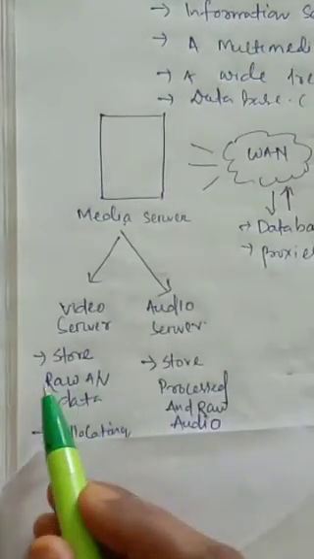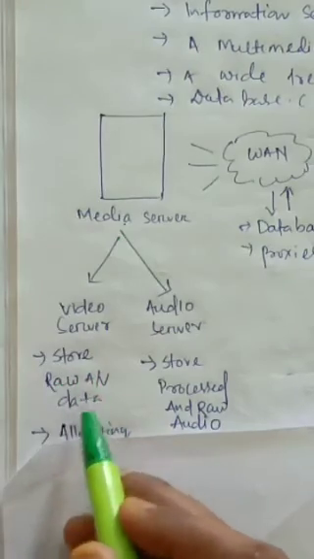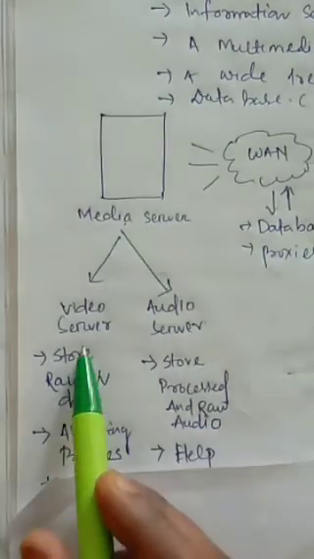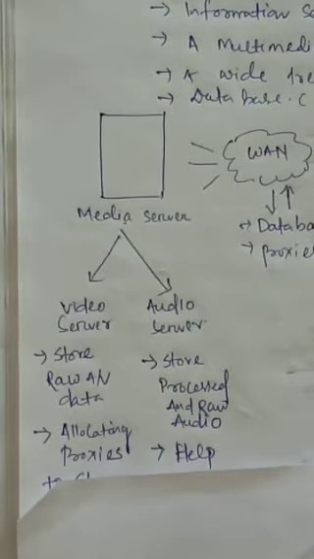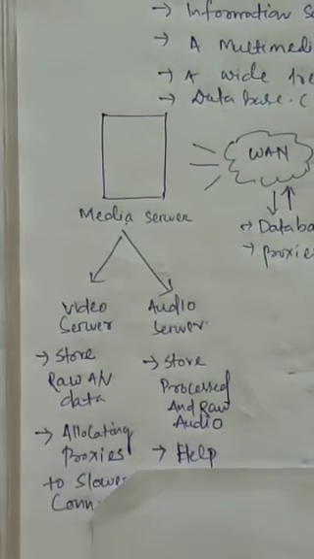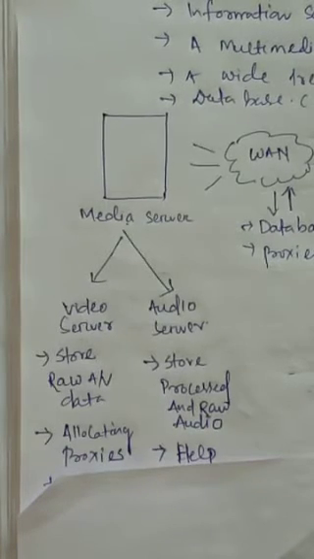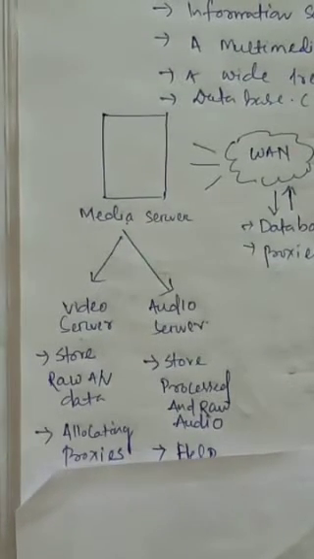So the functions of video server in brief we can discuss that it stores the raw audio video data, and audio server stores the processed or raw audio. And the second function of video server is allocating proxies. Proxies means allocating the nodes for each and every client from the required server. And it also helps, the video server helps in quicker communication, and audio server helps to take out the audios for the better audibility.